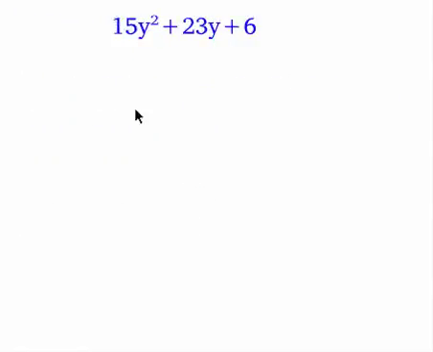Okay, factors of 15. I'm thinking 3 and 5. So, or it's going to be 1 and 15, but 3 and 5 is going to be most likely. 5y. And then the factors of 6. Now there's a whole bunch of those. Let's try 2 and 3. So plus 2, plus 3.